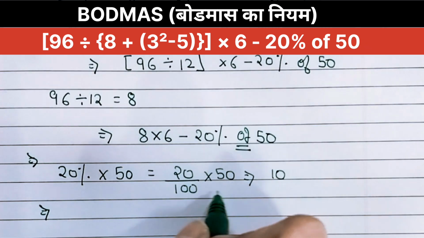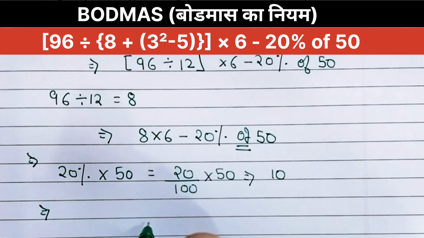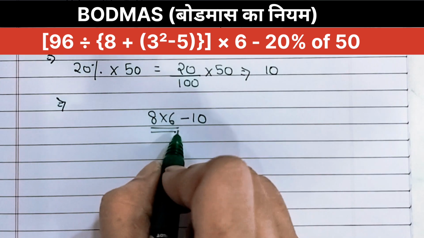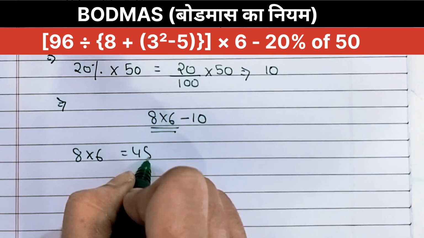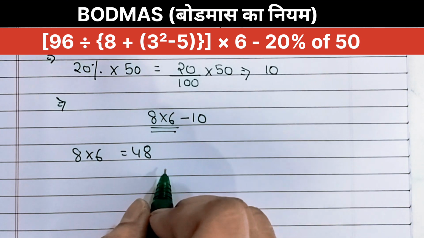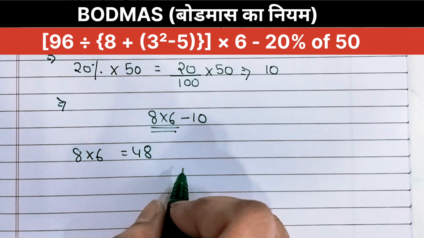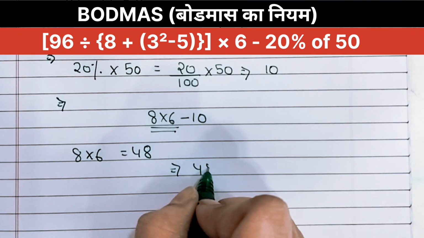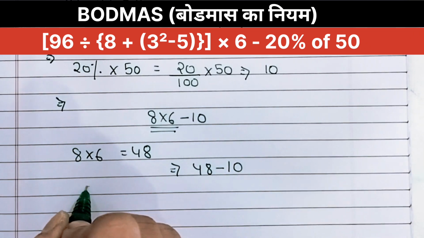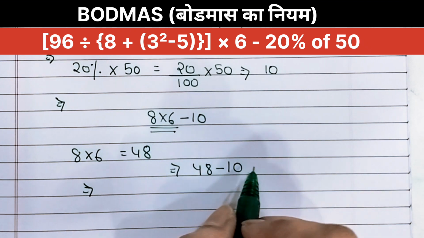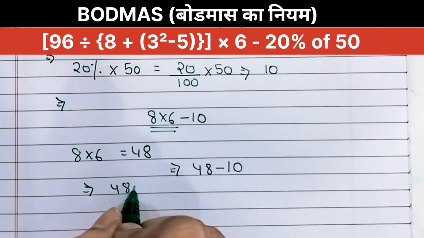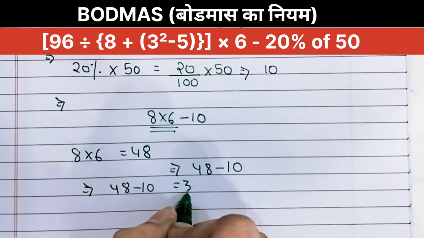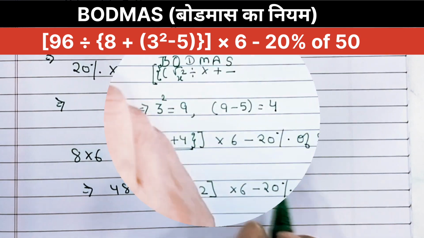Move to the next step, perform multiplication. Now the current expression becomes 8 multiply by 6 minus 10. Now perform multiplication: 8 multiply by 6 becomes 48. According to this step, multiplication takes priority over the subtraction, and now the current expression becomes 48 minus 10. Finally, we subtract the values. Subtraction is the final remaining operation in the expression. Now 48 minus 10 becomes 38, and 38 is the final result.